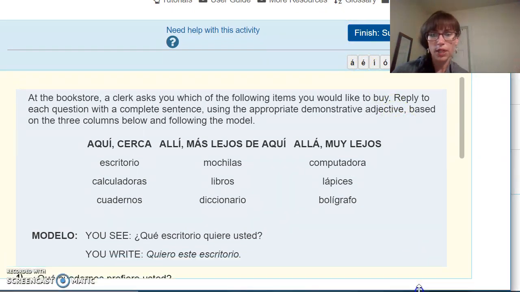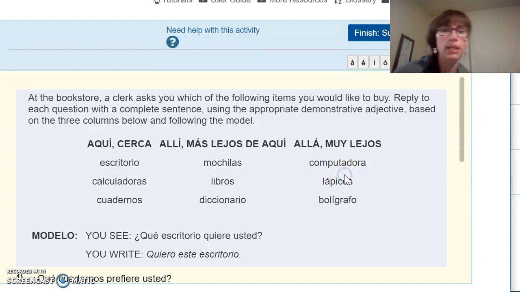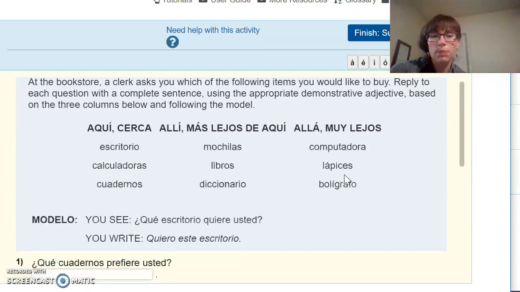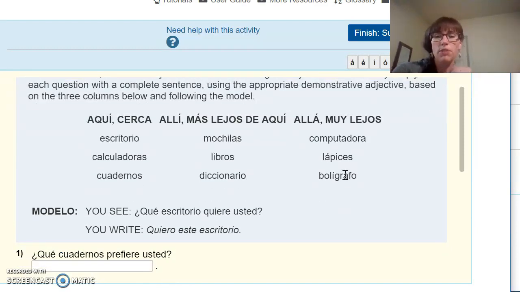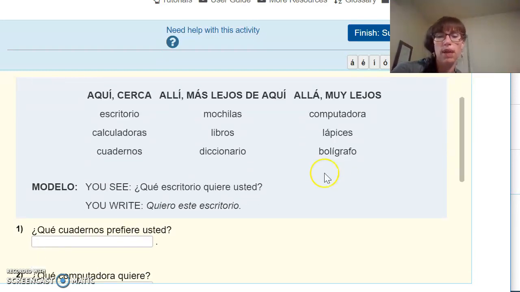So at the bookstore, a clerk asks you which of the following items you would like to buy. Reply to each question with a complete sentence using the appropriate demonstrative adjective based on the three columns below and following the model. And sorry, if you didn't catch it, this is SAM 426, ¿Qué prefieres? So if you haven't done it yet or haven't used all your attempts, you can go back and do it again. So here it's categorizing the objects in the bookstore by their location relative to us, right?